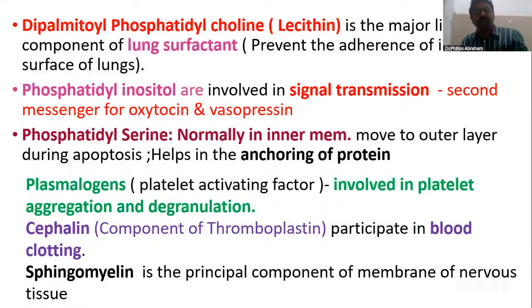Then we have another type of phospholipid, plasmalogen. It helps with platelet aggregation and degranulation. Another one, cephalin. Another name for cephalin is phosphatidylethanolamine. It helps in the blood clotting process. Sphingomyelin is a component of our myelin sheath. So these are some major functions. Dipalmitoyl phosphatidylcholine, or just phosphatidylcholine, is also called lecithin. That's a lung surfactant. If its amount is less, that leads to respiratory distress syndrome.